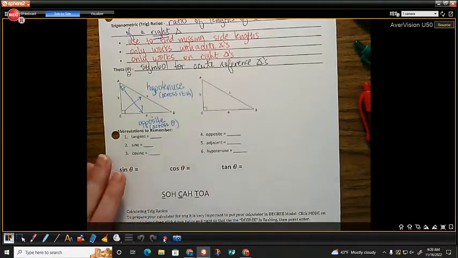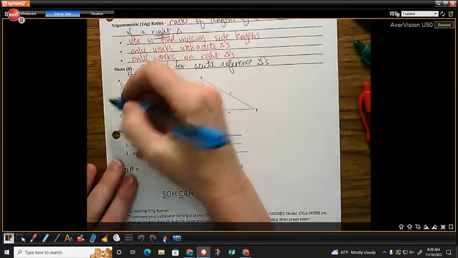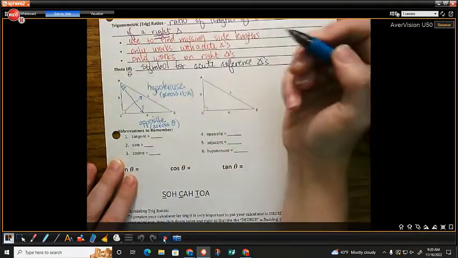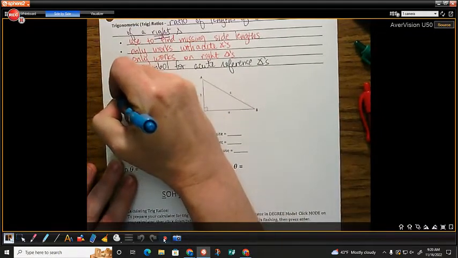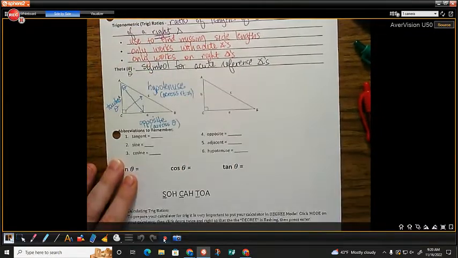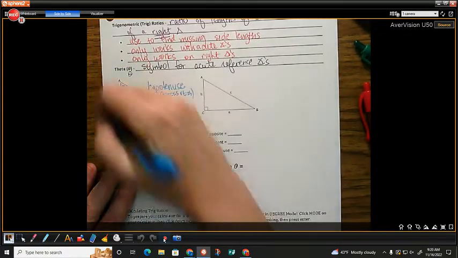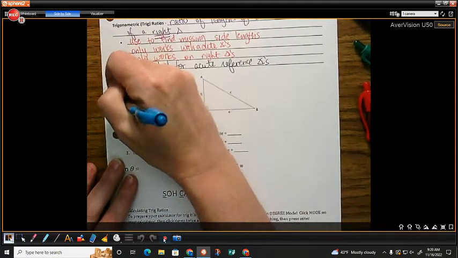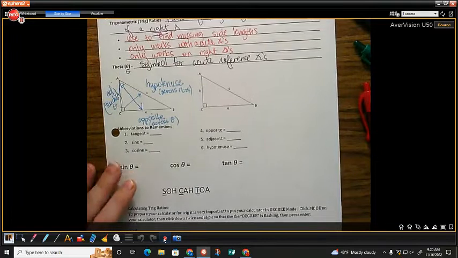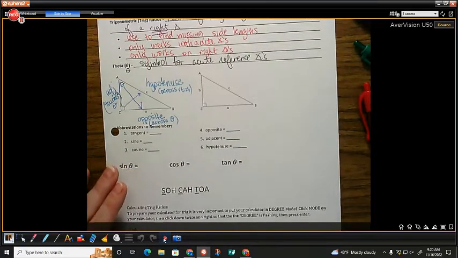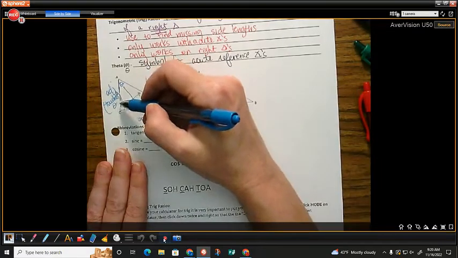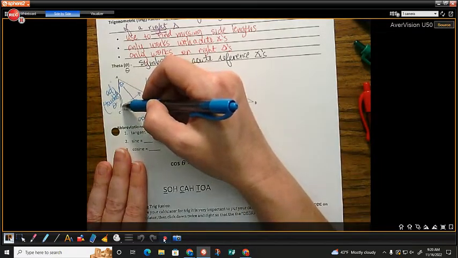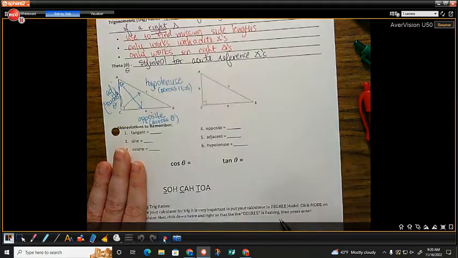Okay? And so then you have this one, the side over here, side B. It comes up here and touches theta. What should we call the side that touches theta? Adjacent. It's called the adjacent side. What's adjacent mean? When we did adjacent angles, what does adjacent mean? Next to. The adjacent side is the leg next to theta.